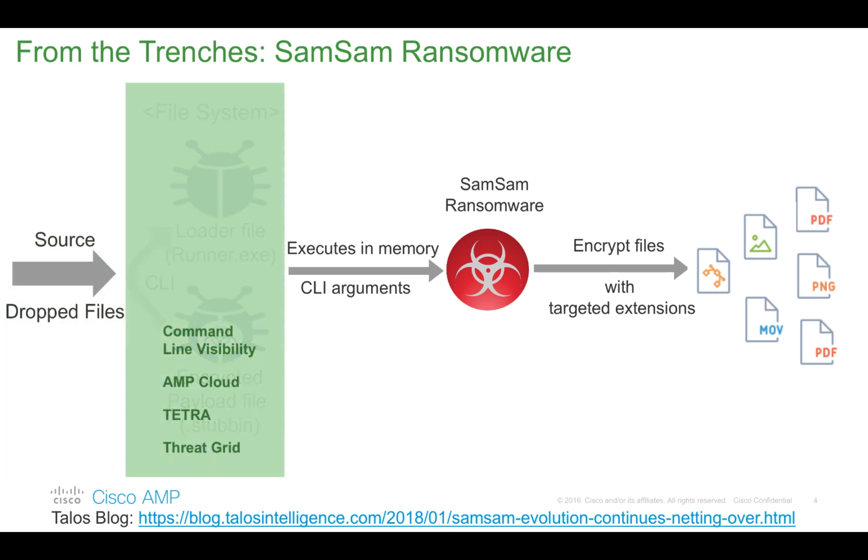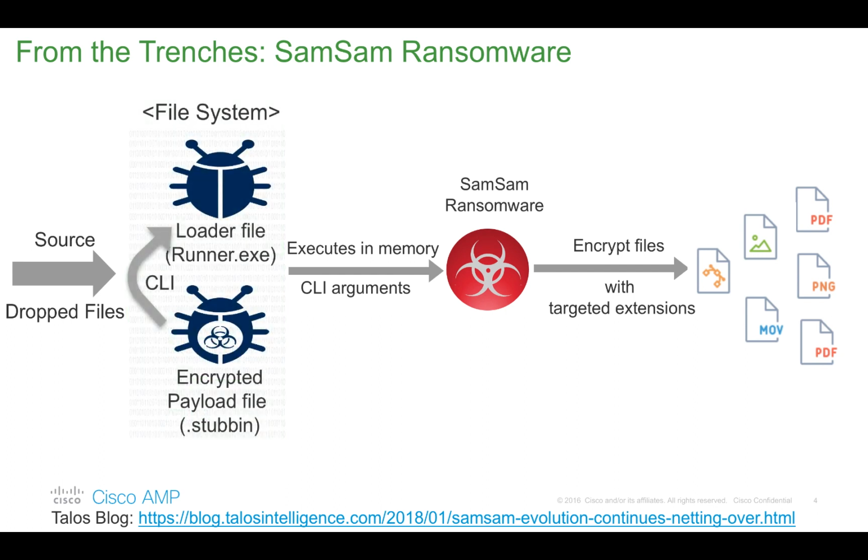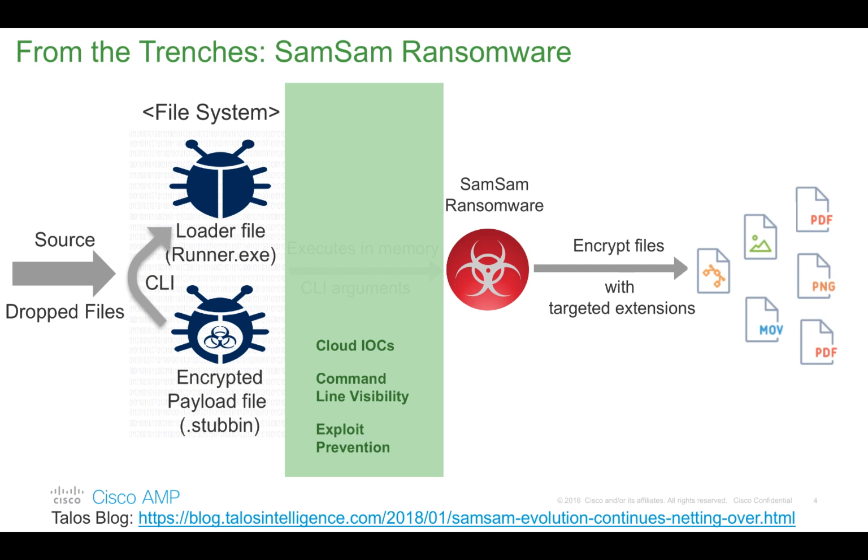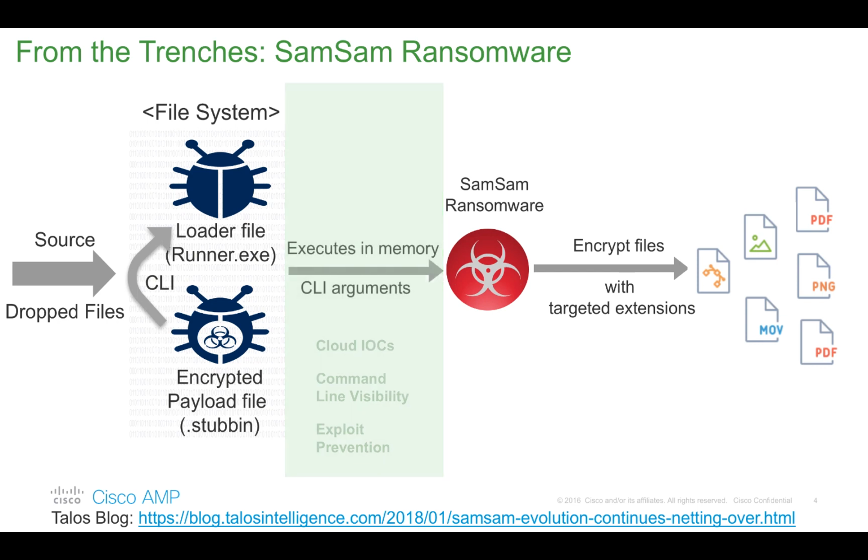If the files land on the disk, we can use both the AMP Cloud Intelligence as well as the local signature-based AV engine to identify and block such threats. Unknown files may also be sent to ThreatGrid for additional static and dynamic analysis. On top of that, by enabling command line capture, we are able to see the command line arguments passed from the loader to the ransomware sample to decrypt the payload and execute. When further execution occurs, command line capture and cloud IOCs can provide visibility and fire an alarm upon suspicious behavior.